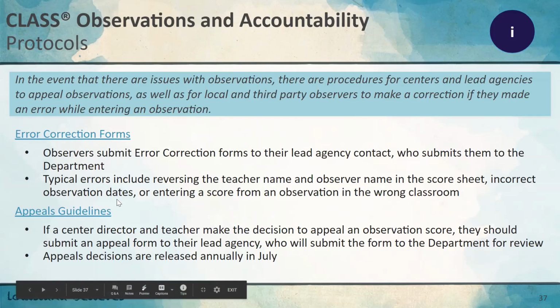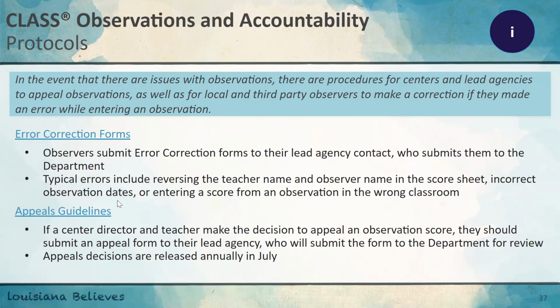And then also there are circumstances where observations are appealed, both at the local and third-party level. So if an observation is conducted and the director or teacher or principal finds that the observation broke protocol or did not capture a typical experience in that classroom, they can submit an appeal. And the department makes these final appeal decisions each year in July and then communicates out. We typically only handle appeals for third-party observations.